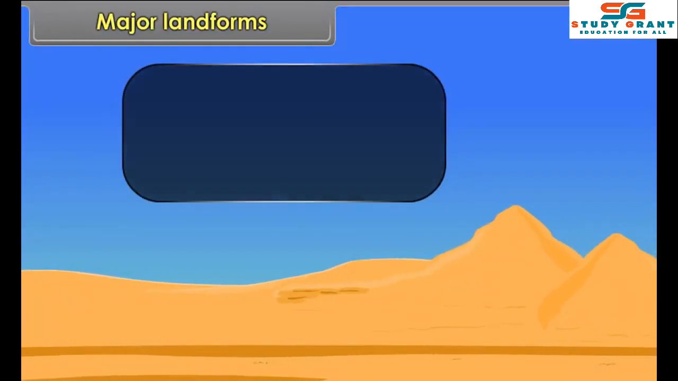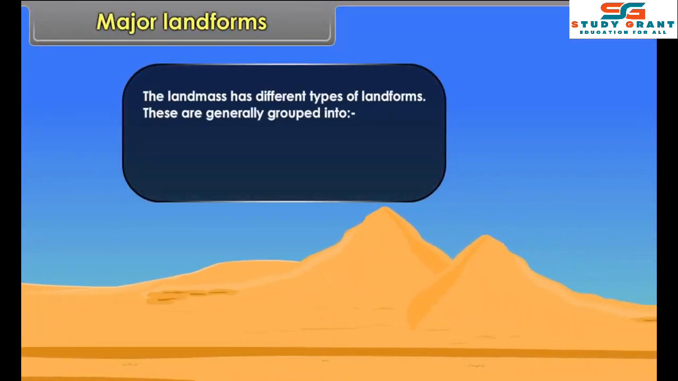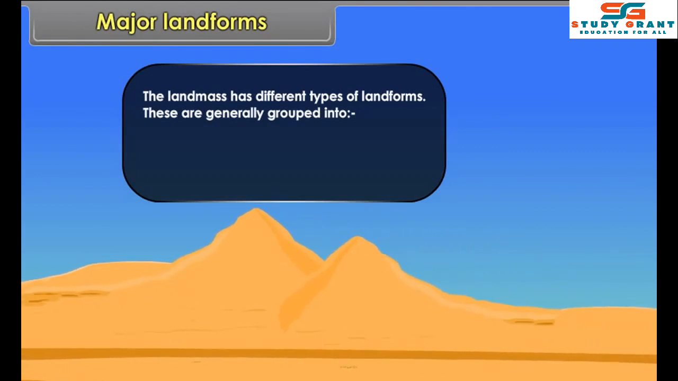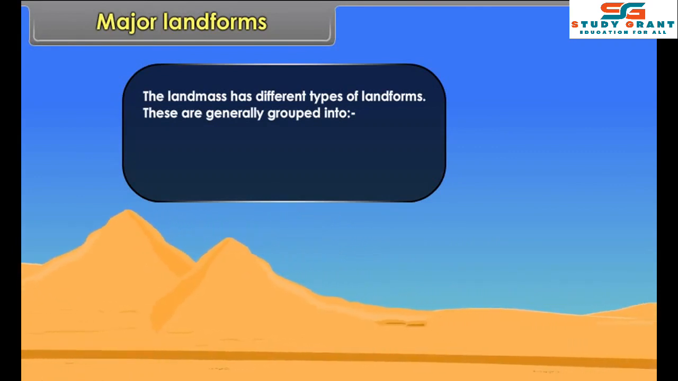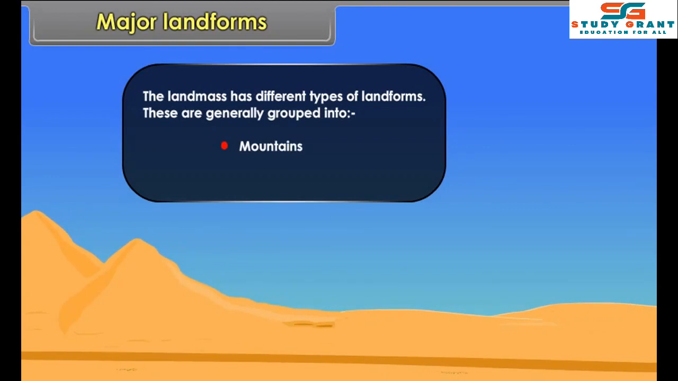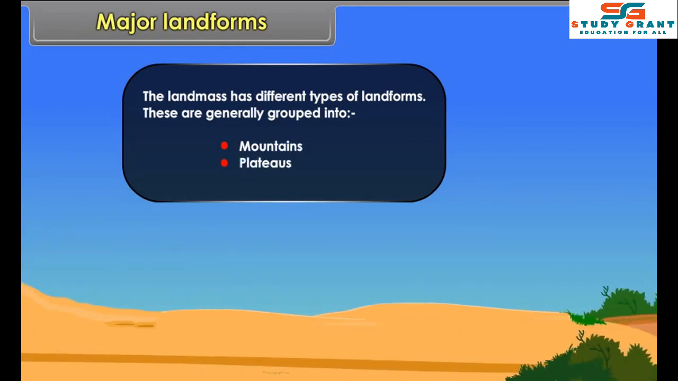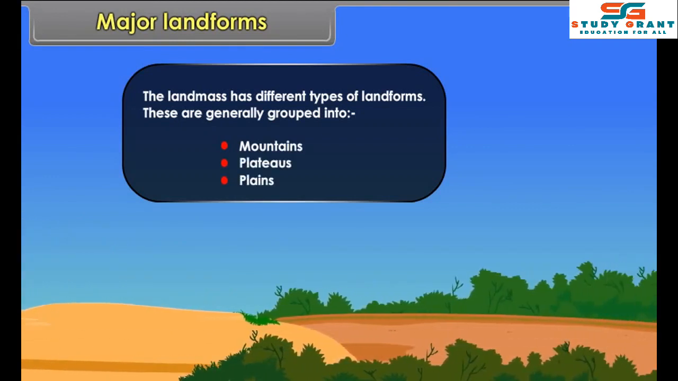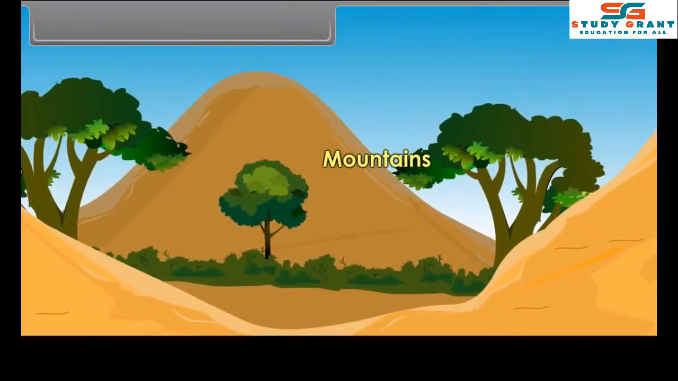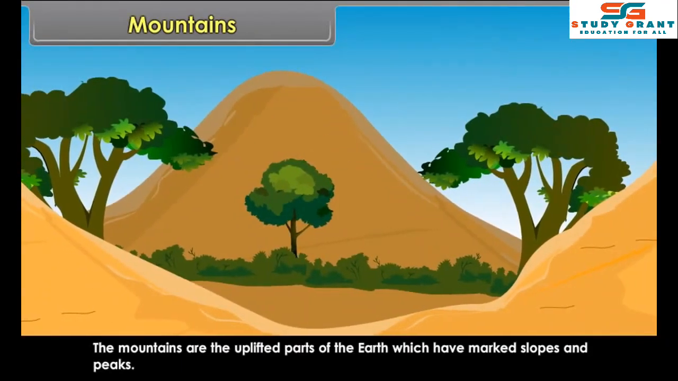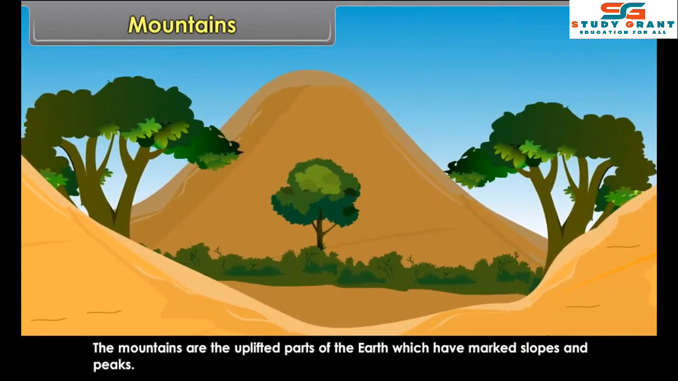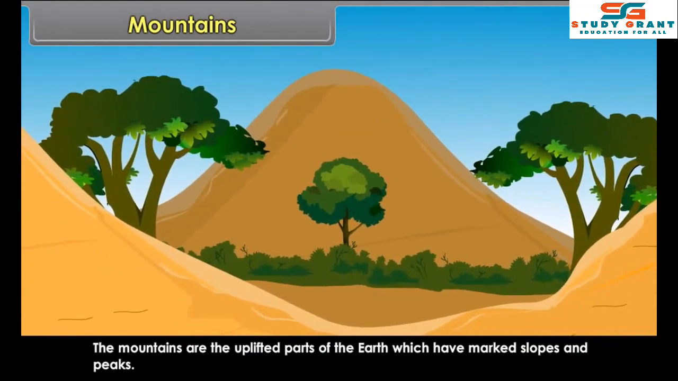Major landforms. The landmass has different types of landforms. These are generally grouped into mountains, plateaus, plains. Mountains. The mountains are the uplifted parts of the earth which have marked slopes and peaks.